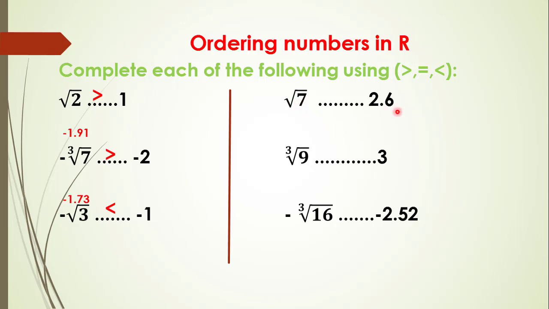Here we have root 7 and 2.6. Root 7 is 2.646, and here we have 2.6 only, so root 7 is the greater. The cube root of 9 and 3, in the same way, the cube root of 9 is 2.08, so cube root of 9 is less than 3. Negative cube root of 16, and here we have negative 2.52. The negative cube root of 16 is negative 2.519, so this is greater than negative 2.52. So now we can compare between any two real numbers.